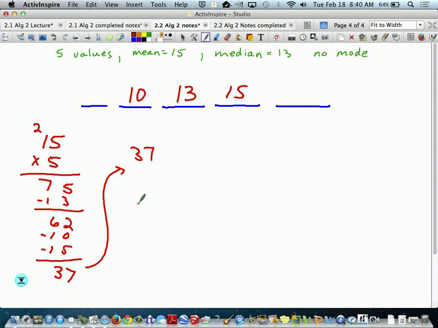So now my last two numbers have to add up to 37, right? So let's make the next number an 8. 37 minus 8 looks like 29, so what's going in the last spot? 29. Now, what are the chances that you have the exact same data set as the person sitting next to you? Very unlikely. Slim to none.